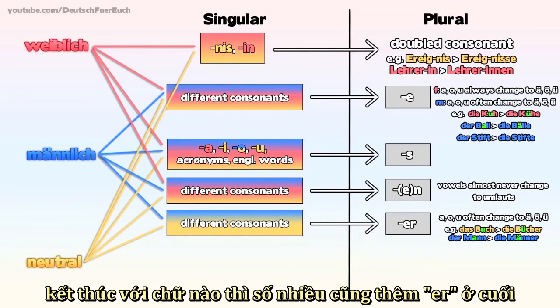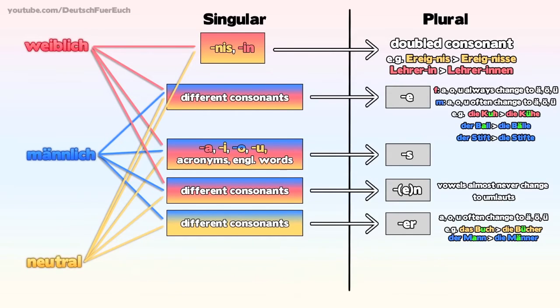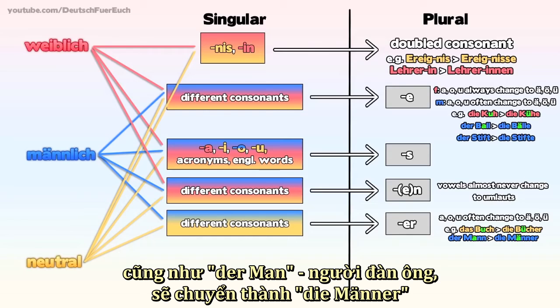This next group contains most neutral and some male nouns. They end in different consonants and they are pluralized by just adding er at the end. A, O, and U often change to their corresponding umlauts, but there are exceptions. My examples here were das Buch, the book, which changes to die Bücher, so there is an umlaut change here, just as in der Mann, the man, which changes to die Männer.